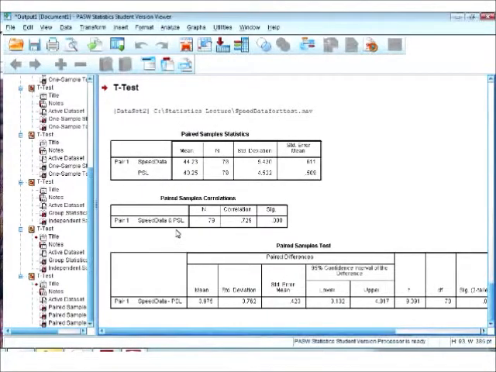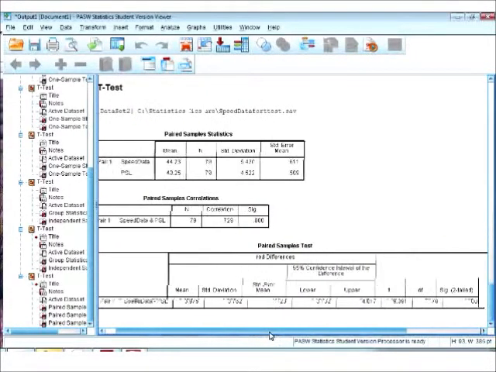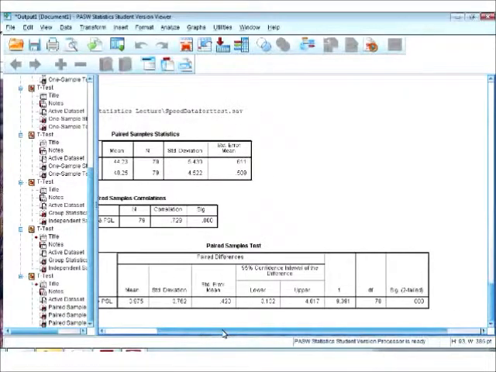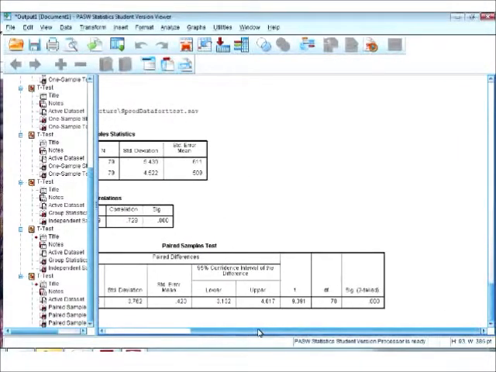So here we see that the speed data and posted speed limit are considered as a pair. And then we come here and the mean difference, the difference between the two means, is 3.975. The standard deviation is this. And then the significance value is 0.0. Our null hypothesis is that there is no change, there is no improvement. Before and after, there is no improvement.